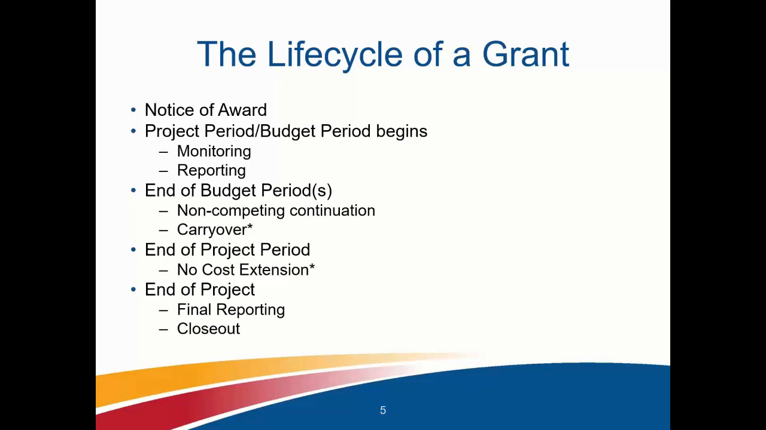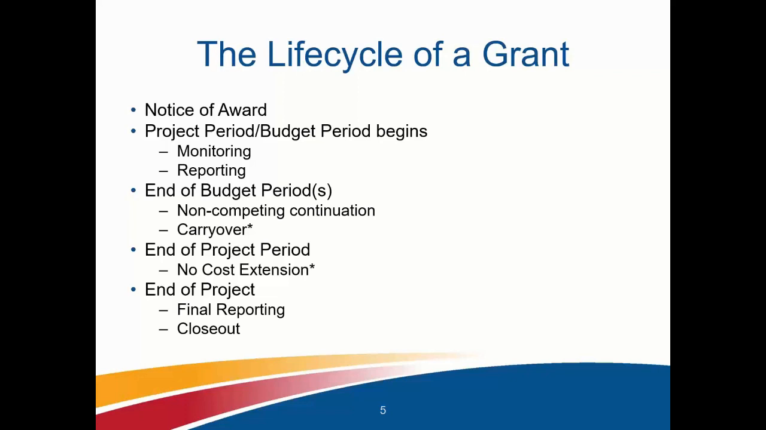All right, so from the very beginning, you're issued a notice of award. This notice of award has a lot of information on it, and it is certainly useful to you as you're thinking about who are the people you need to contact. It will identify your project officer and your grants management specialist. It says exactly how much money has been awarded, the duration of the project period, the duration of the budget period. There's a ton of really useful information there.